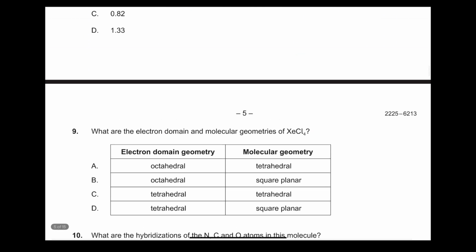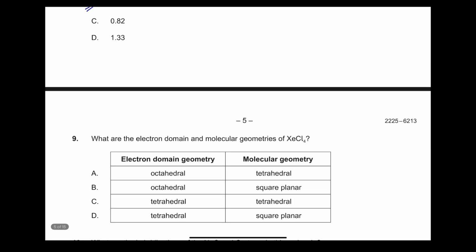Now we have to find the electron and molecular geometries of XeCl4. We will first start with our calculations. So the number of electron pairs around Xe will be half of the number of valence electrons on xenon, which is 8 because xenon is a noble gas. There is no positive charge, no negative charge on the molecule. And there are 4 monovalent atoms. Chlorine is monovalent because it forms a single bond with xenon. That gives you 6 electron pairs around xenon.